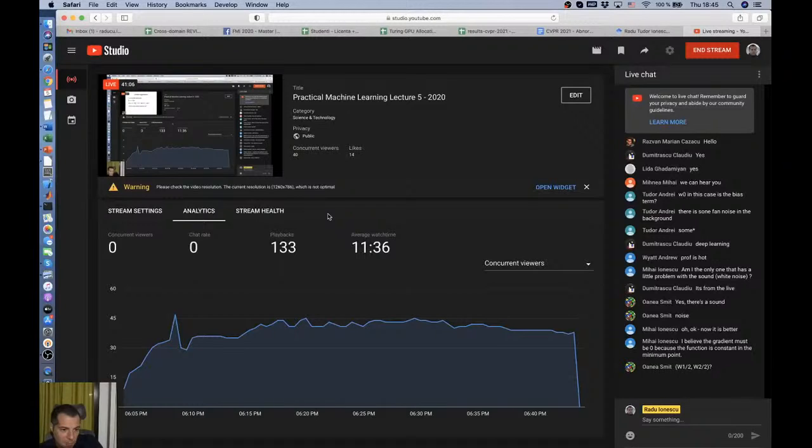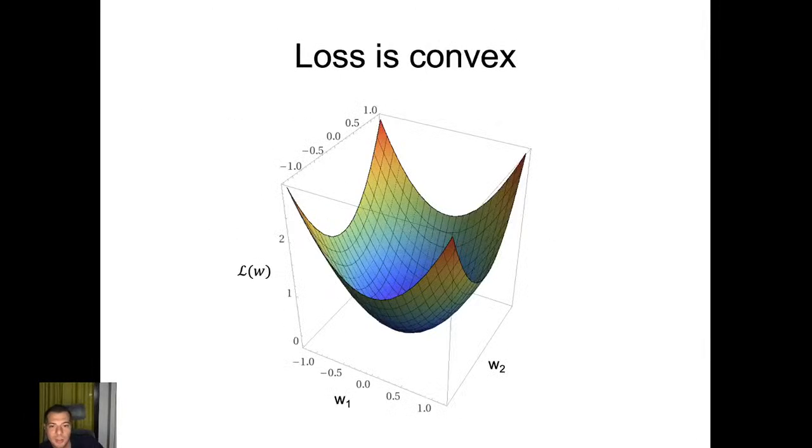So the gradient must be 0 because the function is constant in the minimum point. That's the right answer. So yeah, considering the gradient of this loss function, we know that for some point on the loss function, the gradient shows us the direction of the steepest ascent. So in the negative direction of the gradient, we can find the minimum, but in the location of the minimum here, the function is constant.